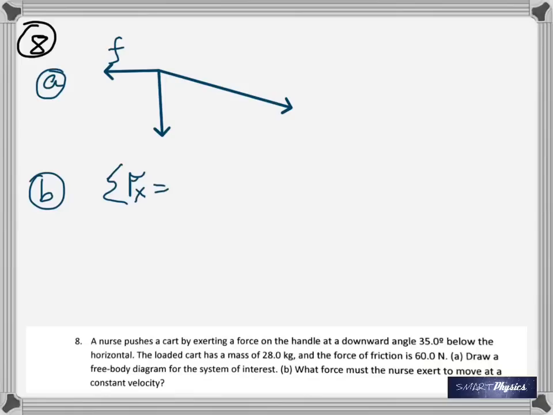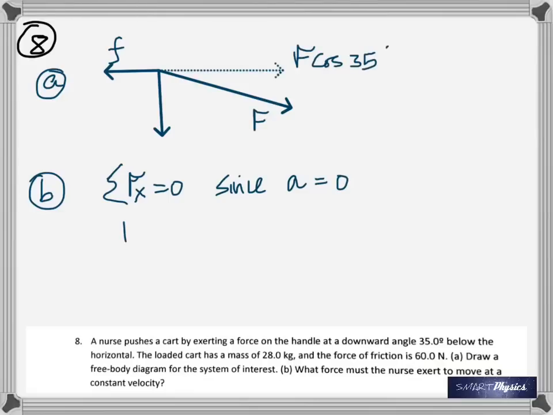Now we have to resolve it into two components. Isn't that force acting at an angle? You've got to break it up into two components. Net force along the x is 0 because acceleration is 0. Okay, here I'm resolving it. Watch it. That's F cos 35. This angle is going to be 35, isn't it? That's why that is the adjacent side, and so it becomes F cos 35.